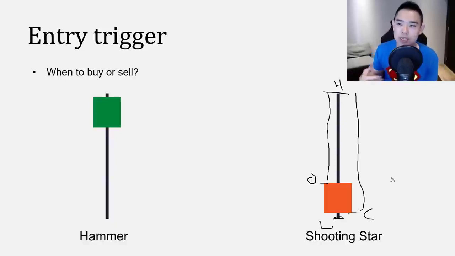So a shooting star pattern is kind of like, you go for an exam, you didn't even study for your exam, and then you realize, man, I got an A for this exam paper.